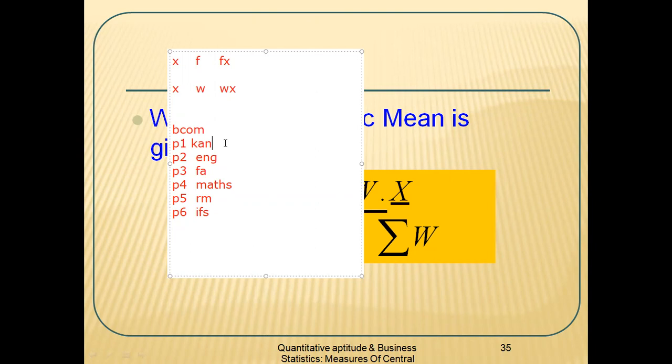Now if you are going for a typist job, what will be the core paper? Is it financial accounting, maths, retail management, Indian financial services, or Kannada and English? For a typist, the core papers will be the languages. Kannada and English are more important to them. Similarly, for a BCom holder or an accountant job, the core papers will be accounts, business mathematics, retail management, and IFS. So we assign weights, which is priority.